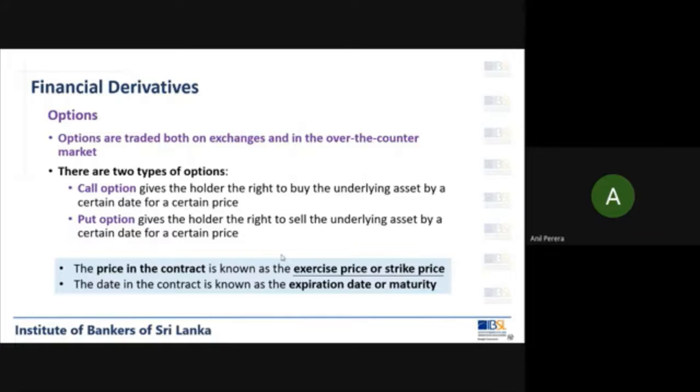Some people call it the strike price. Why do you call it strike? That is the price at which the transaction will happen. The date in the contract is known as the expiration date or the maturity.